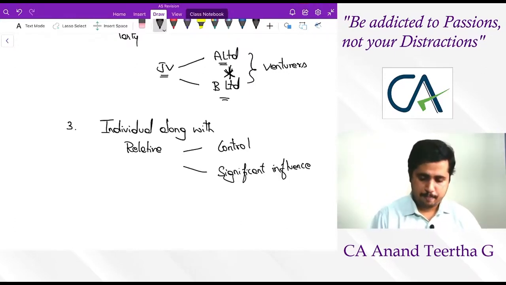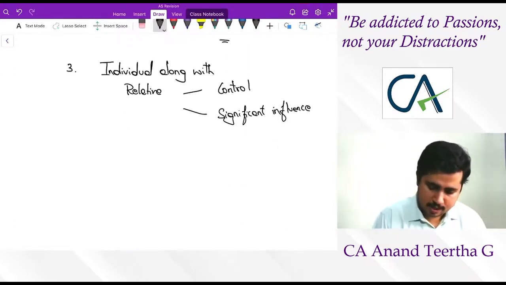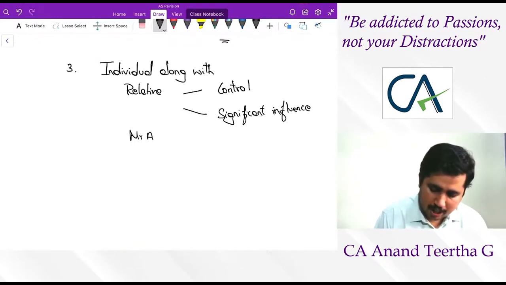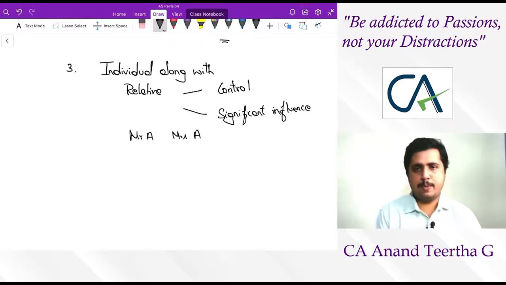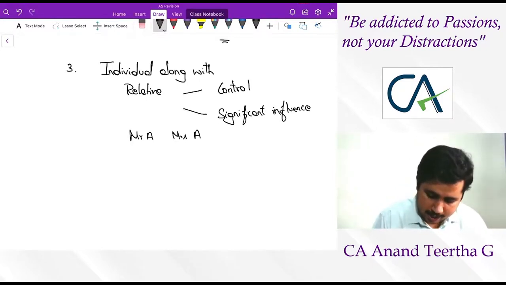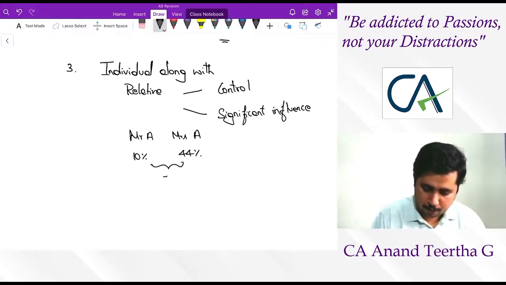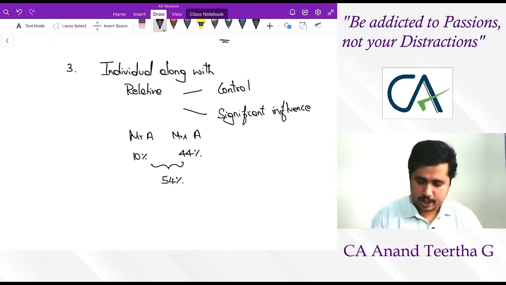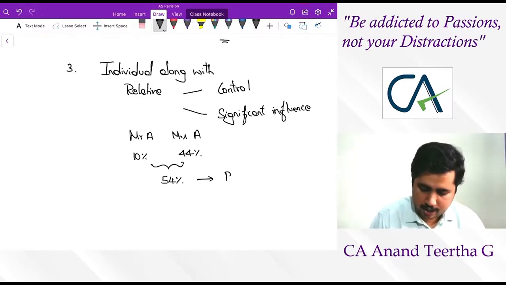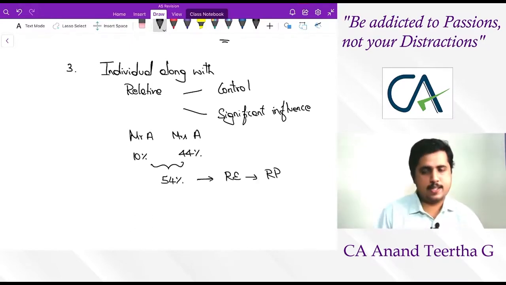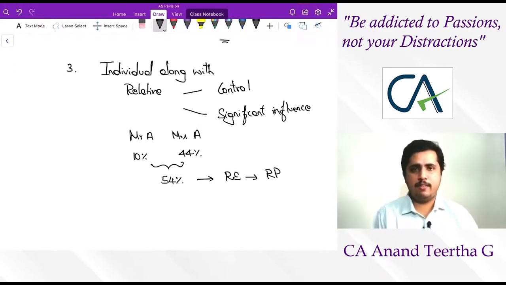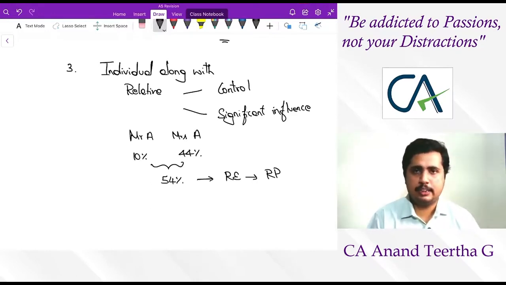This is the third one. If I have to give you an example, say there is Mr. A and there is Mrs. A, husband and wife. Now, Mr. A has got 10%, Mrs. A has got say 44% stake in the reporting enterprise. So total is coming up to 54%. This gives me control. If there is control like this, then automatically with the reporting enterprise, we are related parties. So that's how it should be done. Individual along with relatives, both of them are supposed to get considered for this.